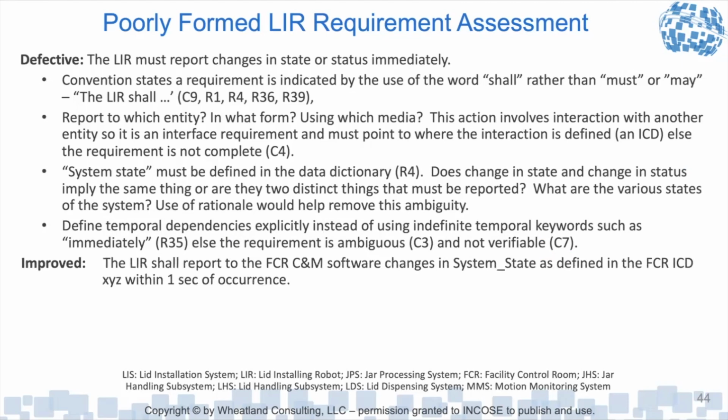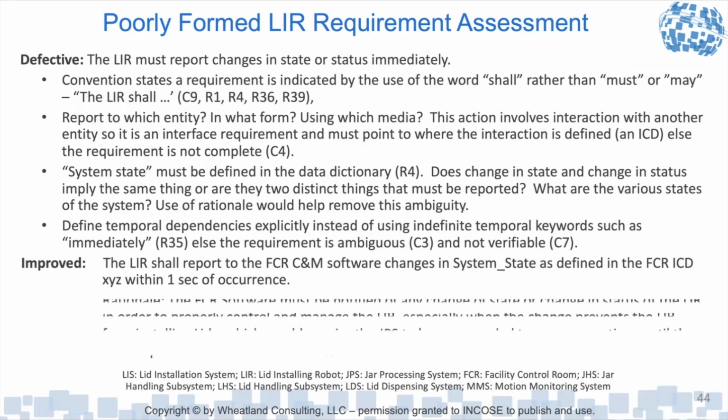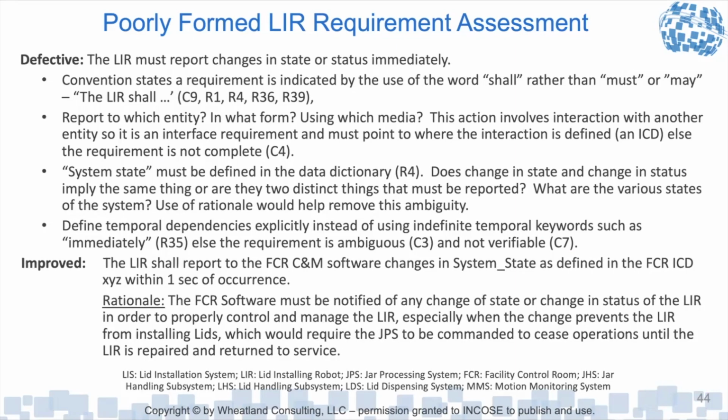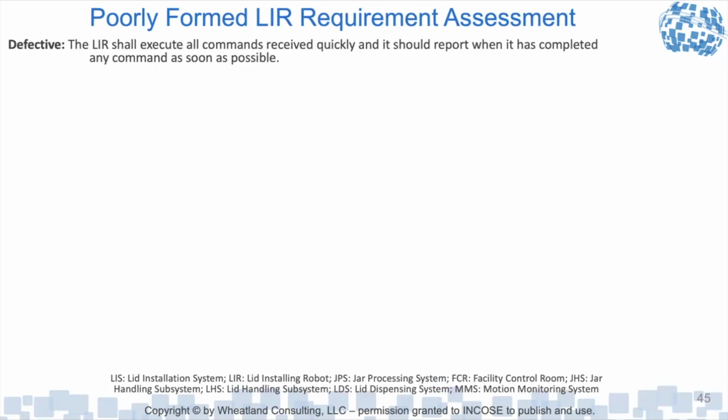So we have: the LIR shall report to the FCR C&M software changes in the system state as defined in the FCR ICD XYZ within 1 second of occurrence. And then the rationale, we can say the FCR software must be notified of any change in the state or change in the status of the LIR in order to properly control and manage the LIR, especially when the change prevents the LIR from installing lids, which would require the JPS to be commanded to cease operations until the LIR is repaired and returned to service.